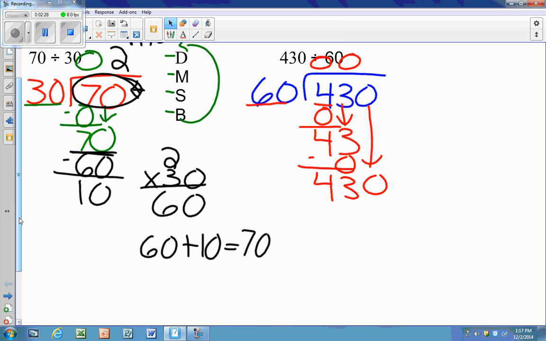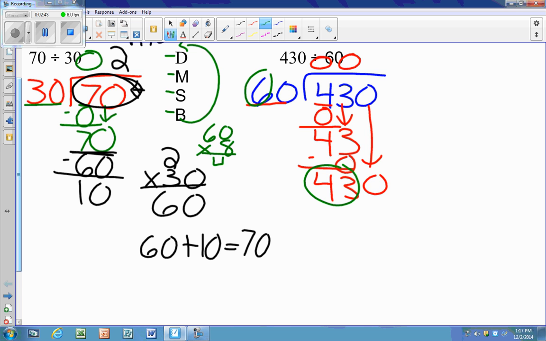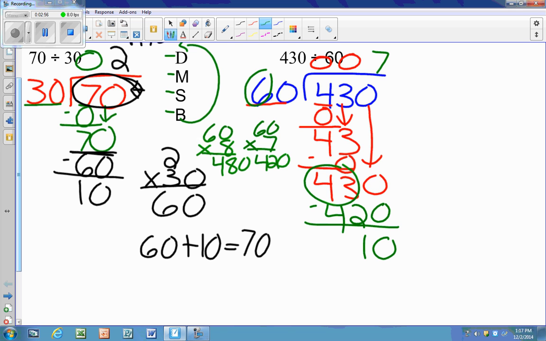So there's a couple of ways I could do this part. I can ask myself, how many times does 6 go into 43? Well, I can use my facts for that. Or on the side, if I wanted to start doing some multiplication, well, that doesn't work. It's too big. Well, that's small, so let's try that and see what happens. And that's good. So we have 7, remainder 10.